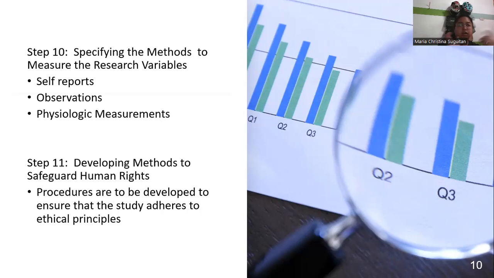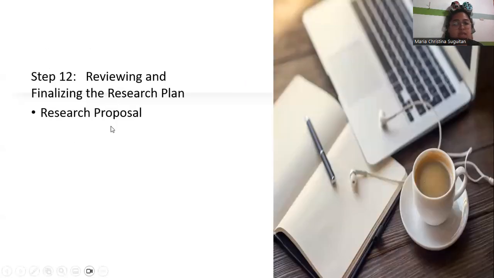While doing your research or the thesis, pero more on research kasi. When you do your research, you have to put the ethical considerations. So that's part of step 11. And then last, phase 2, we have reviewing and finalizing the research plan, which is the research proposal. And dito po kayo mag-defend sa akin on the last semester of first sem.